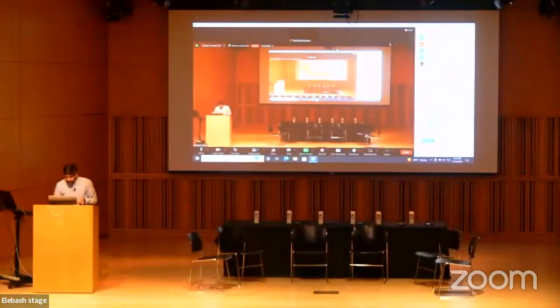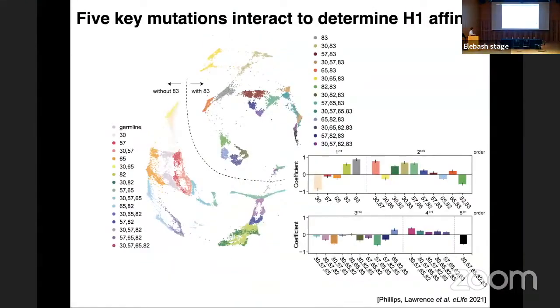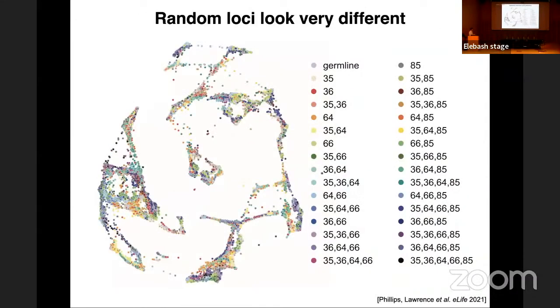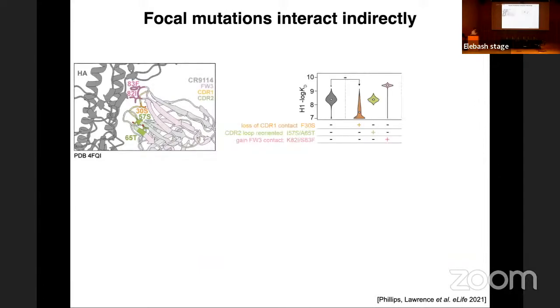But what I'm going to do now is just go back and give you the carefully curated version of this, because obviously we spent some time looking through it. What we find is that there are really five key mutations that structure this landscape. And they interact in these highly epistatic ways. You can see that these five mutations determine the structure, whereas if I just pick five other random mutations, they don't really do so. And here are these five mutations, they sit near where this antibody binds to HA. And here's just an example of a story explaining what's going on.